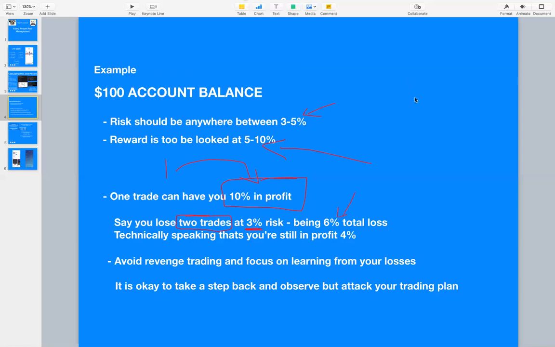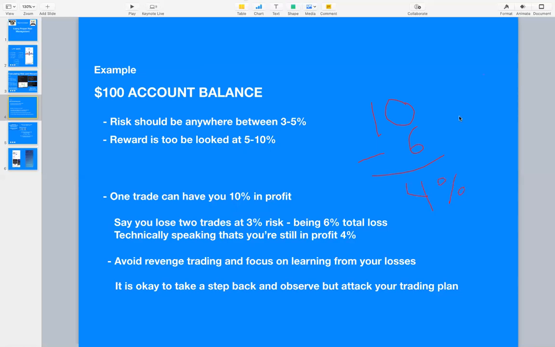Now, at first, we were 10% in profit, and we lost 6% of that, which means what? We are 4% in profit. We are still in profit. So technically speaking, guys, you're still in profit 4%. Now, guys, the biggest thing, we were in profit 10%. We lost 6%, which means we were still in profit 4%.